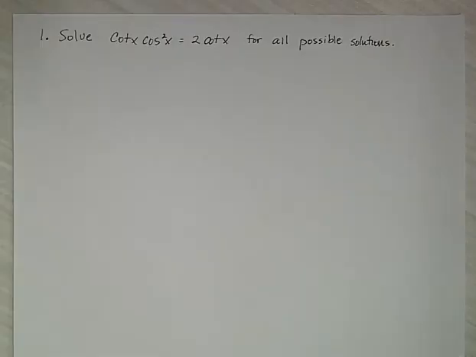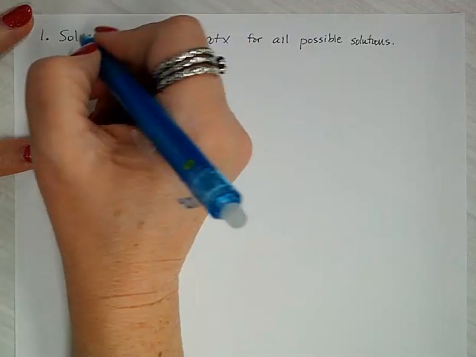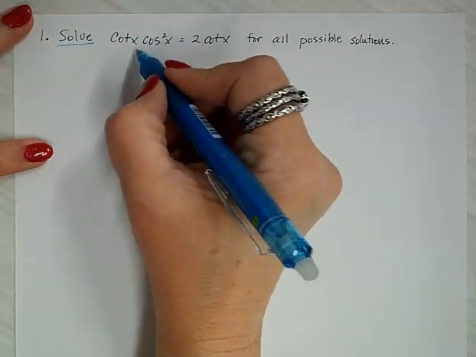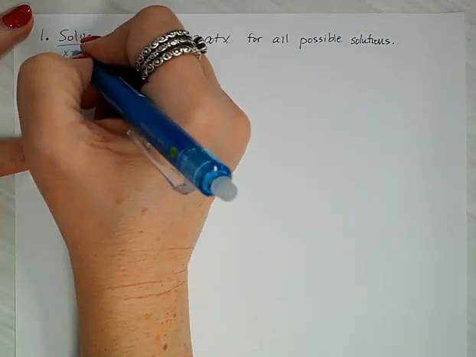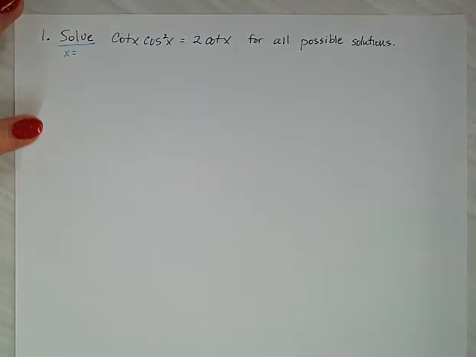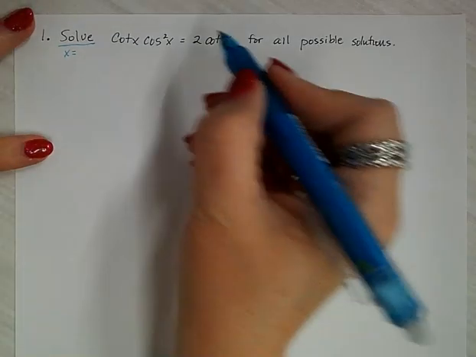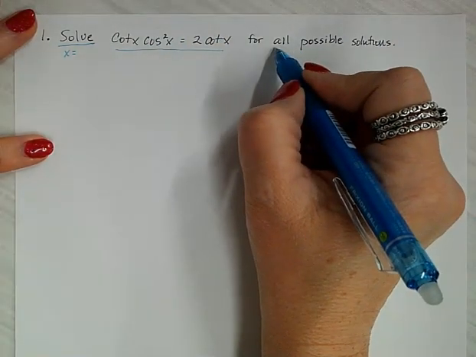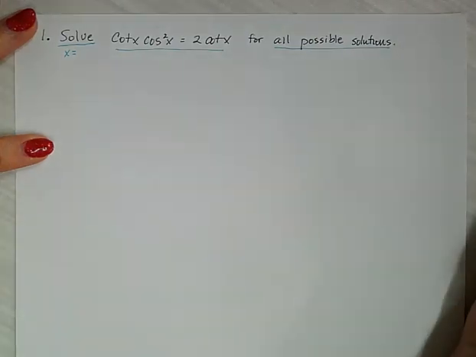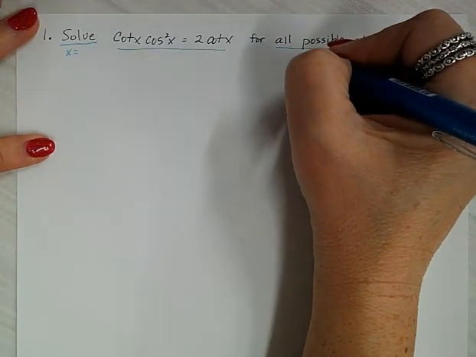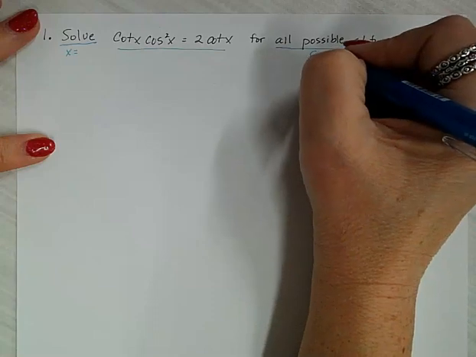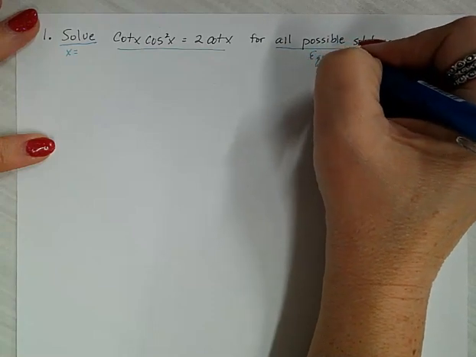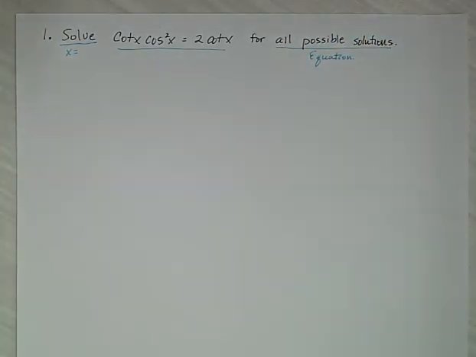So we did our first read a moment ago. So our second read is we're solving, so the unknown in here is x, so that's going to be in the form of an x equals, and I will need to set it equal to 0 to solve. So here's what I'm trying to solve, and it says for all possible solutions without any restrictions, so that means my answer is going to be in the form of an equation. Okay, so that's our second read.